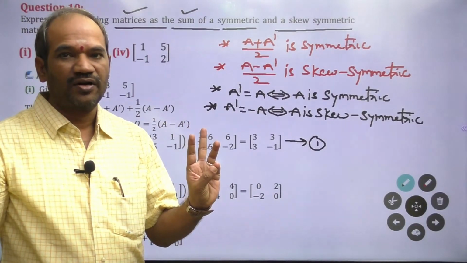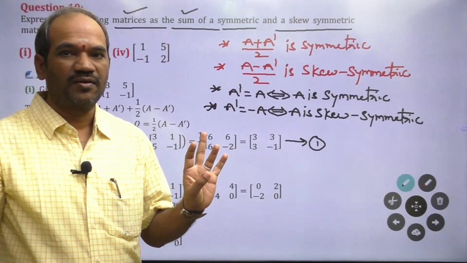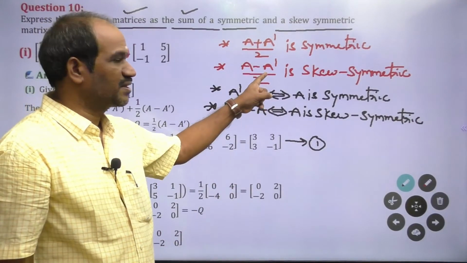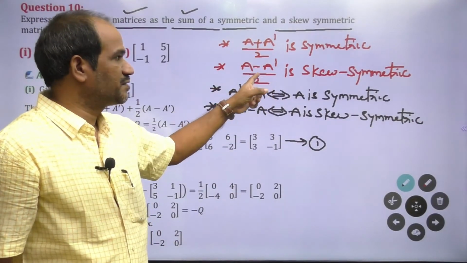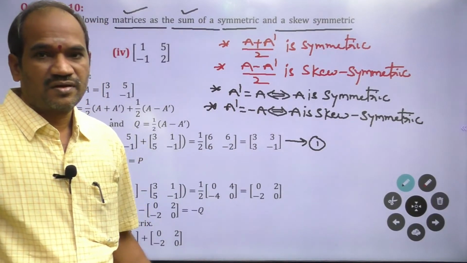The symmetric matrix is 1/2 into A plus A dash. The skew symmetric matrix is 1/2 into A minus A dash. This is the formula. This value is P, this value is Q. Finish. Write this question.